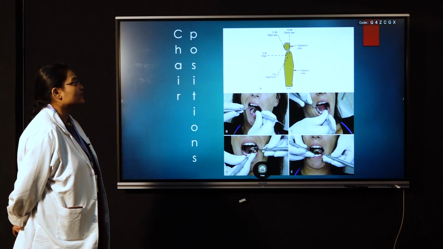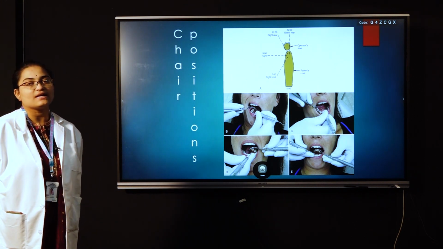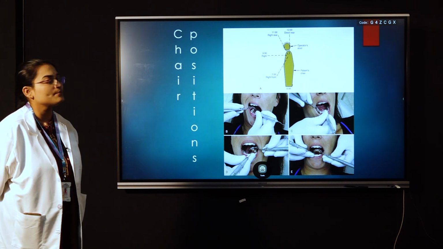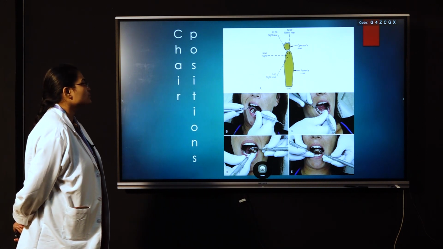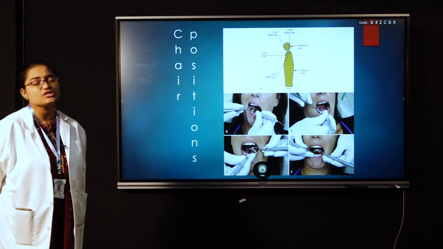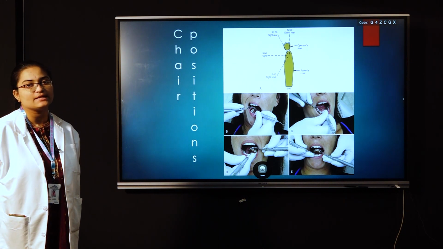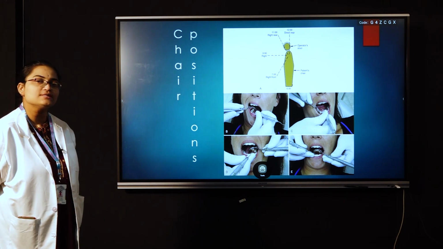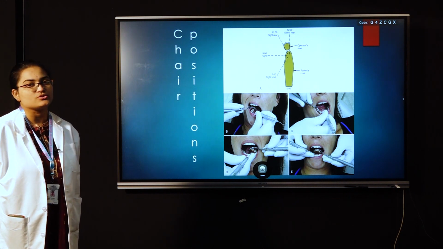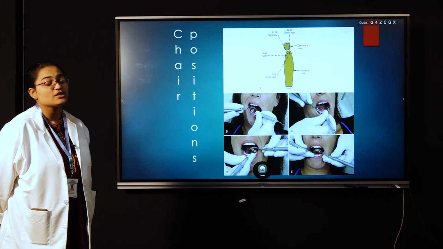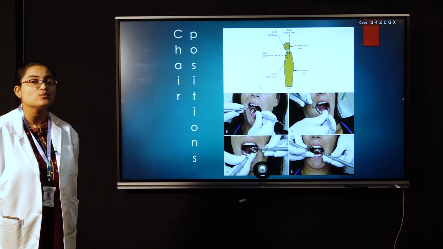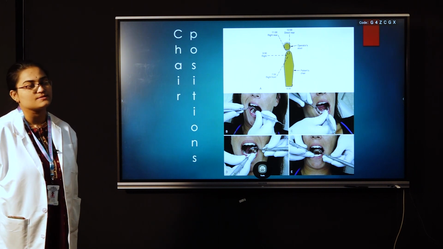Then comes the 9 o'clock position, which is exactly right beside the patient. The teeth which you can access through the 9 o'clock position are the facial surfaces of the maxillary posteriors and the occlusal surface of the mandibular posteriors. The 12 o'clock position is mainly used to access the lingual surface of the mandibular incisors.